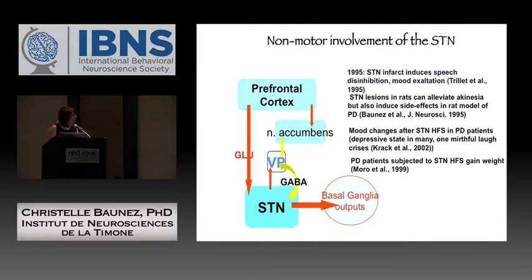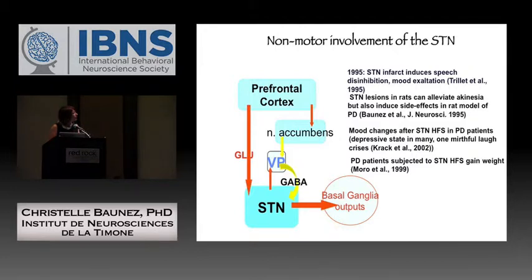But we also knew from data in humans, a case report in '95 published by Trillet and collaborators, that an infarct at the level of STN could induce speech disinhibition and mood exaltation. And also, there were our first data using STN lesions in rats and showing that it could alleviate akinesia, but induce side effects that were possibly related to a problem of attention.